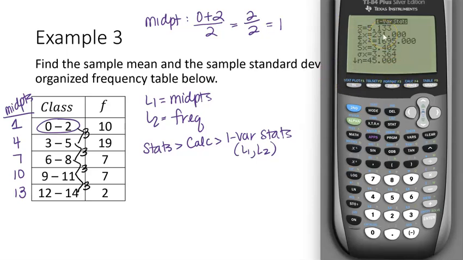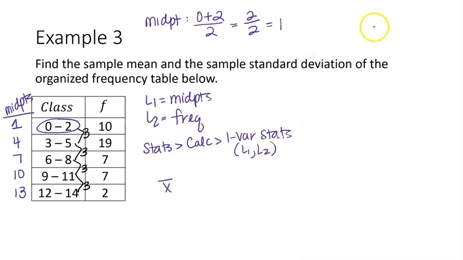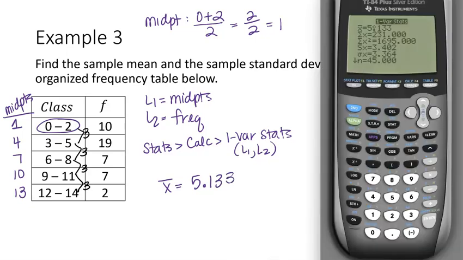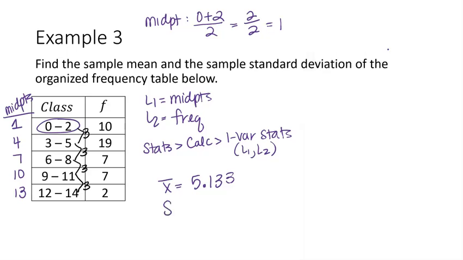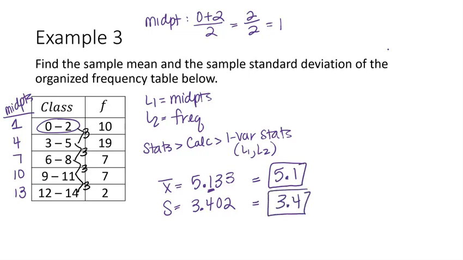This one screen gives me everything I need. My sample mean, x bar, is 5.133 according to the calculator. And my sample standard deviation, remember that's the one with the s, is 3.402. On both of these, let's go ahead and round to the nearest tenth place. So 1 decimal, a mean of 5.1, and a standard deviation of 3.4.